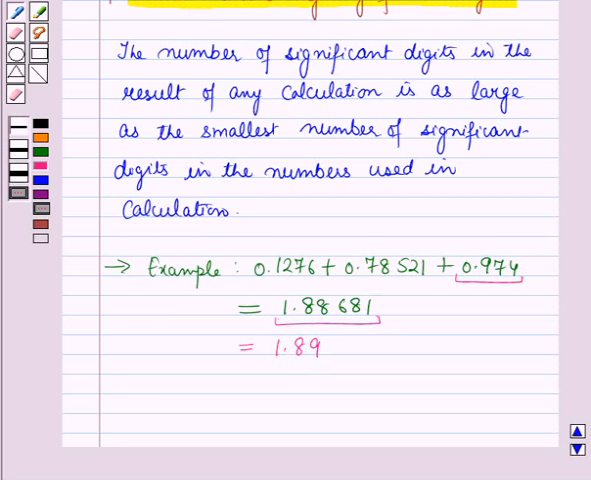So in this session, we have learnt about rounding off decimals and significant digits. So this completes our session.